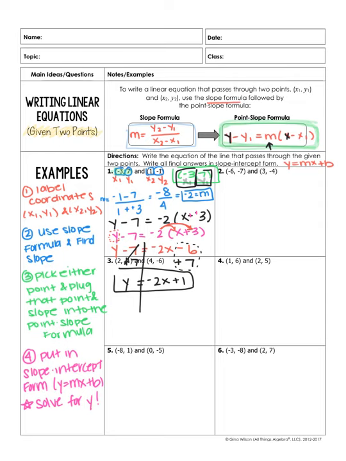So just double check. Does your answer look like y equals mx plus b? Right? It was supposed to look like this. So we do have y equals mx plus b. So we are finished. All right, let's try another one before I have you guys do one by yourself.